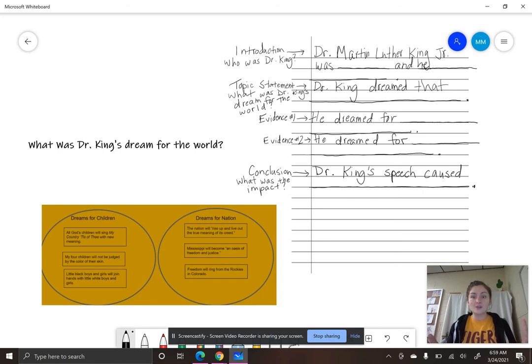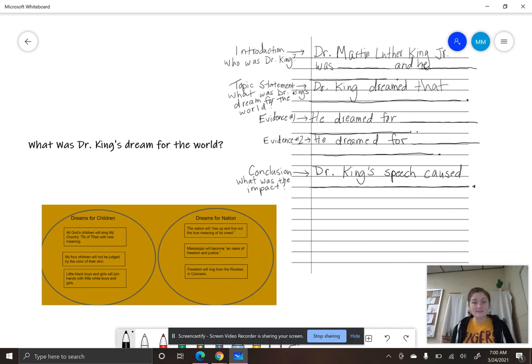All right, Smarties, let's look through our writing, okay? So here's what we're going to do. I am going to read through your introduction, your topic, your evidence, sentences 1 and 2, and your conclusion. If you need to pause the video to complete these sections, do that. Let this be a tool to help you with becoming a better writer. All right, let's start with our introduction. Your introduction is going to start with Dr. Martin Luther King Jr. was blank, and he blank. Your introduction, tell me who he was and something important he did.